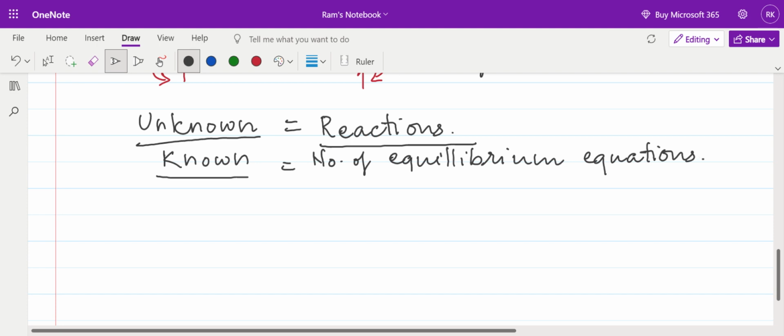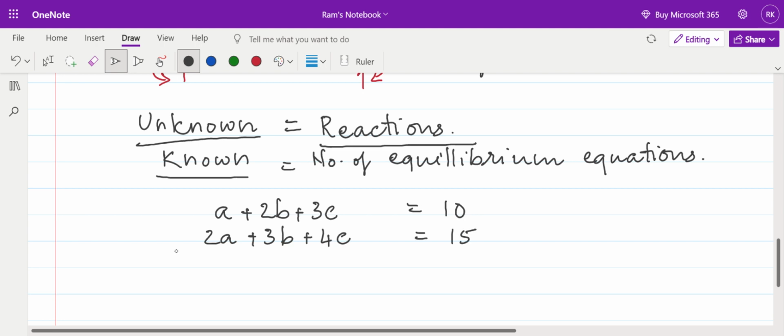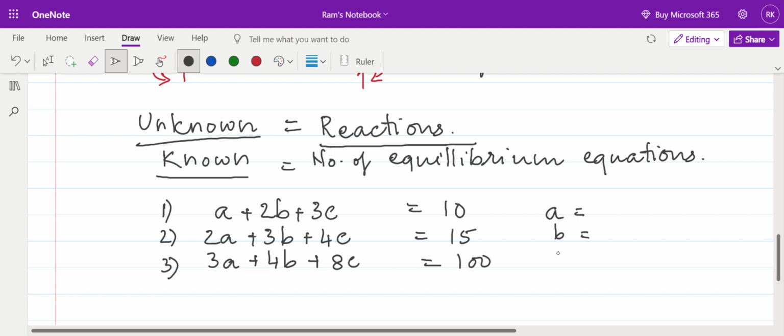Now let me give you an example. If I say A plus 2B plus 3C is equal to 10, 2A plus 3B plus 4C is equal to, let us say, 15, and 3A plus 4B plus 8C is equal to 100. Now, my friends, let's talk something about mathematics. There are three unknowns in these equations, A, B, and C, and there are three equations. Three unknowns with three equations can be solved, and we can get the values of A, B, and C very easily.